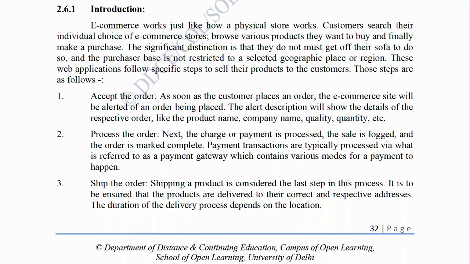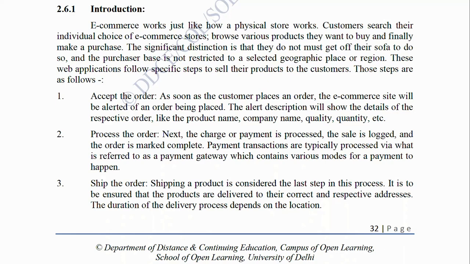These web applications follow specific steps to sell their products to the customers. Those steps are as follows. Point number 1. Accept the order. As soon as the customer places an order, the e-commerce site will be alerted of an order being placed. The alert description will show the details of the respective order, like the product name, company name, quality, quantity, etc.